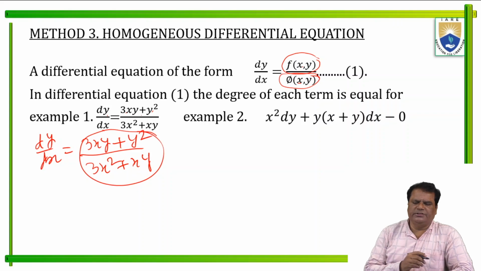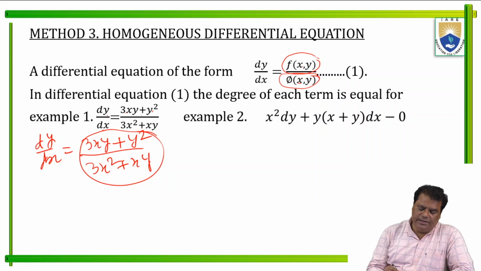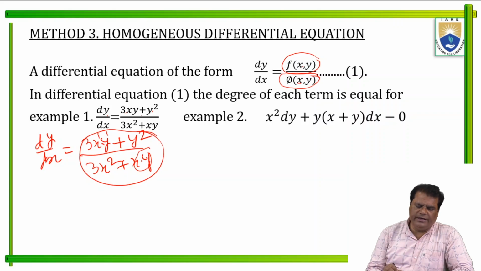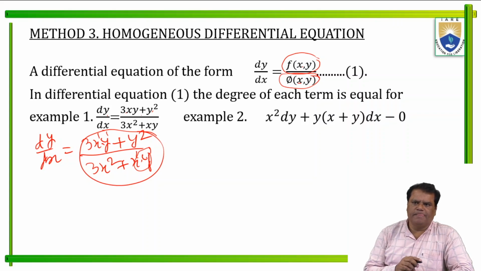We check whether this function is homogeneous or not. In the numerator, the first term is x into y. x has degree 1, y has degree 1, total degree is 2. The second term is y², so the degree of y is 2. In the denominator, x² has degree 2, and the second term is xy, with degrees 1 and 1, total degree 2. So each term of this function has degree 2. So this is known as a homogeneous differential equation of second degree.